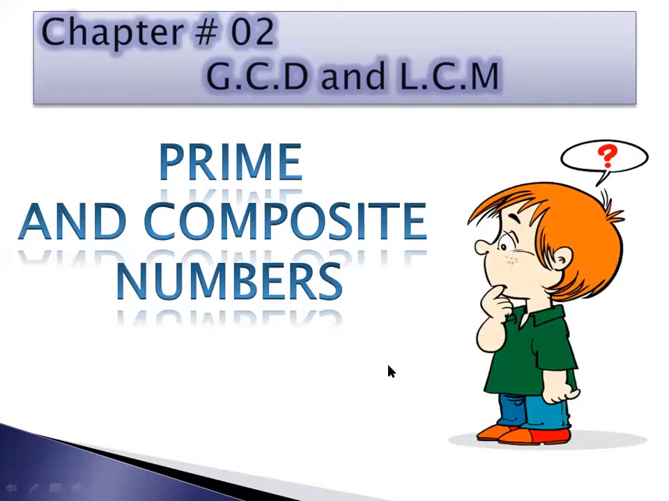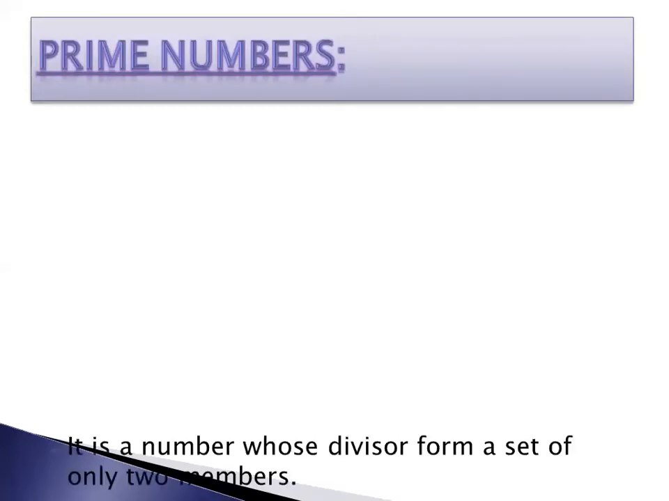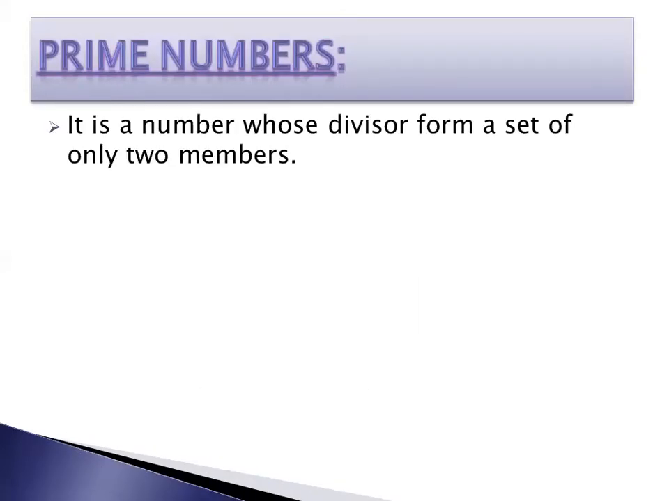Do you know what are prime and composite numbers? And do you know what we mean by numbers? Number means any number starting from 1 till 100, 1000, 10,000, million, billion, trillion. So what you have to do is decide whether the given number is prime or composite. For that, you should know the definition of prime and composite numbers. Okay, so what are prime numbers?